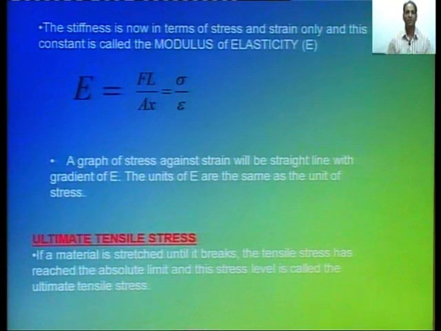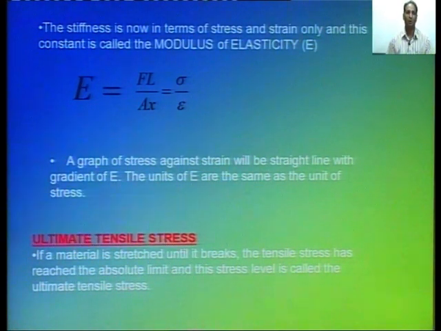In other words, it is called Young's modulus of elasticity. So, Young's modulus is equal to stress over strain. Its units are the same as the unit of stress, because strain has no units. So, Young's modulus of elasticity has the same unit as stress.